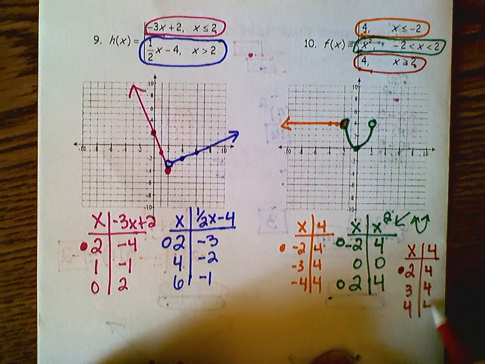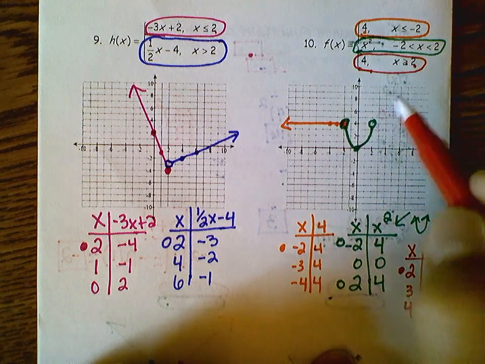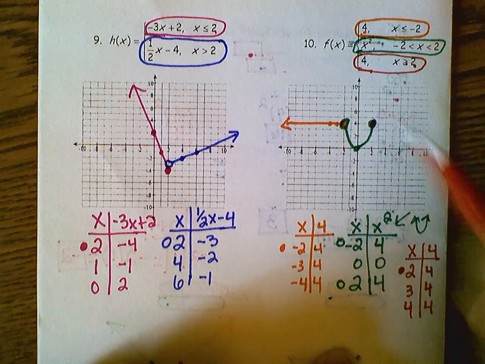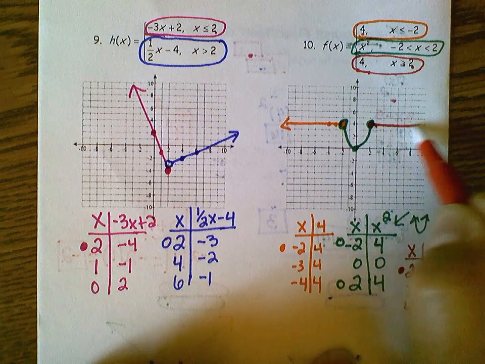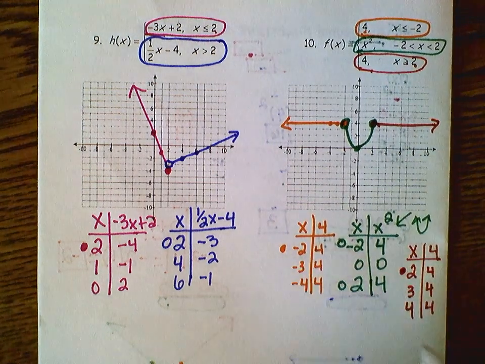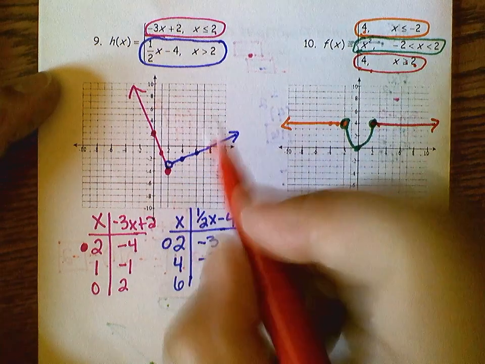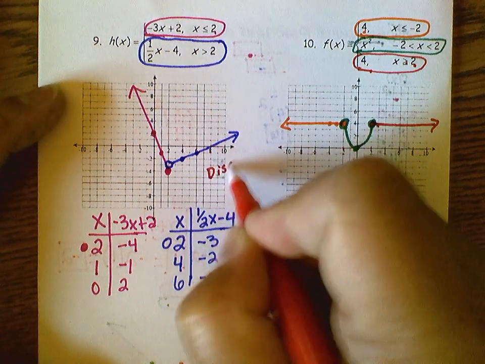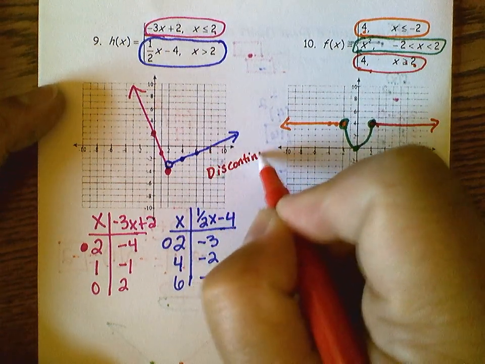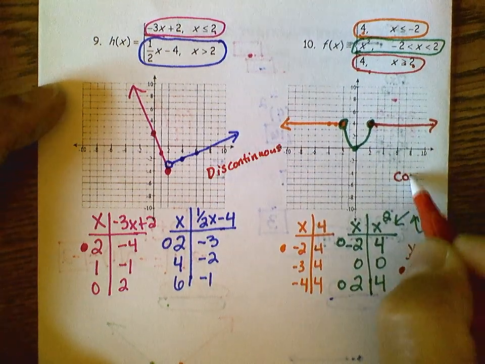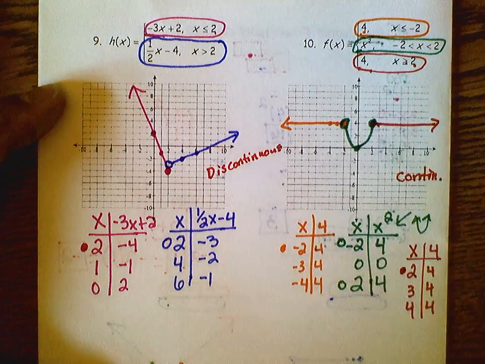So here's our table. We have 2, 4. So I'm filling in that open circle. And then everything else is 4. So it's another horizontal line. So here, this is another discontinuous. And this one is a continuous because it's connected. And I ran out of room, sorry.